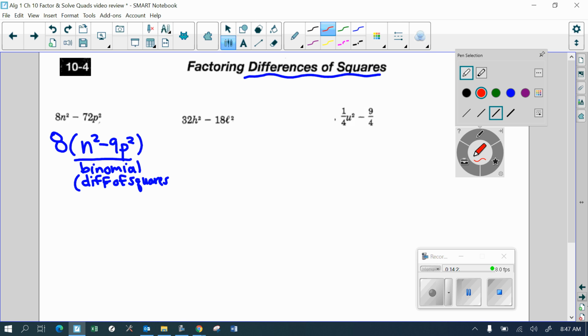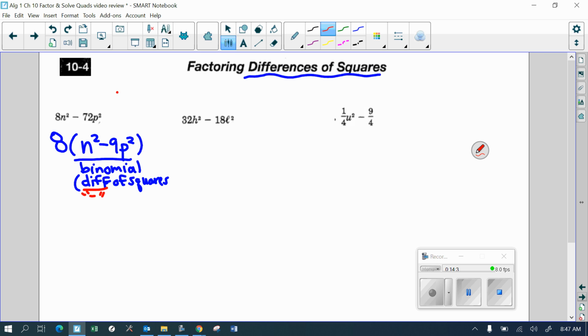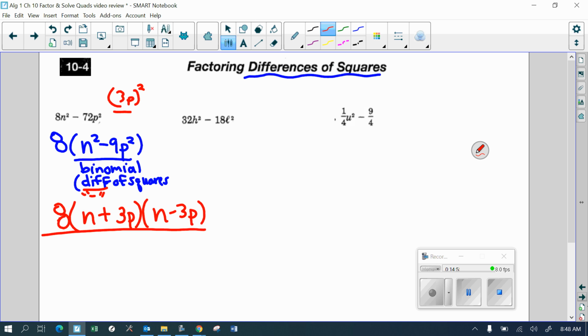And now the question is, are the other two terms squares? n squared is a square and 9p squared is a square because it would be 3p times 3p, or 3p squared. So that is a difference of squares. So that means it's going to factor into, all I do is take the square root of each. Square root of n squared is n. Square root of 9p squared is 3p, as we just wrote up here. And one's a plus sign and one's a minus sign, as we did a couple pages ago. Again, that wipes out the middle term when the terms are exactly the same and one's plus and one's minus, and therefore I have a binomial.